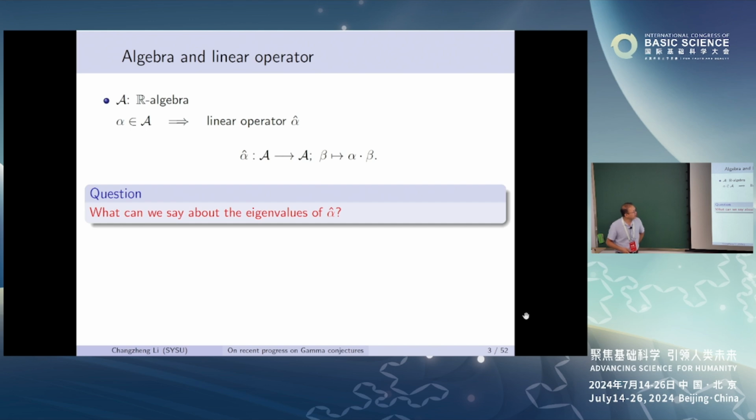I always like to start my talk from conjecture O just because this part is accessible for almost everyone. If we consider a real algebra, then any element of the algebra will induce a linear operator simply by the multiplication. So we can ask what the eigenvalues of the linear operator are.